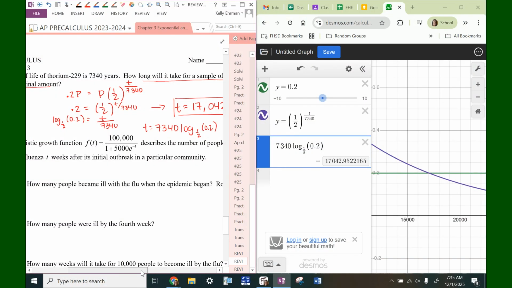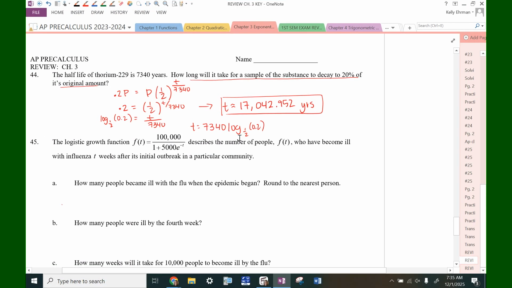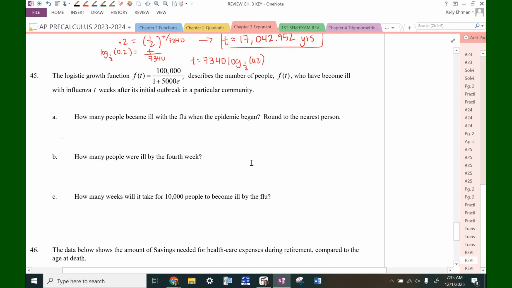If you ever need a reminder on how to type something into Desmos, like how do I type in the little base thing, just come and ask me. Obviously you can't do that on an AP test, but we'll get to a place where you hopefully remember it by the end of the year.